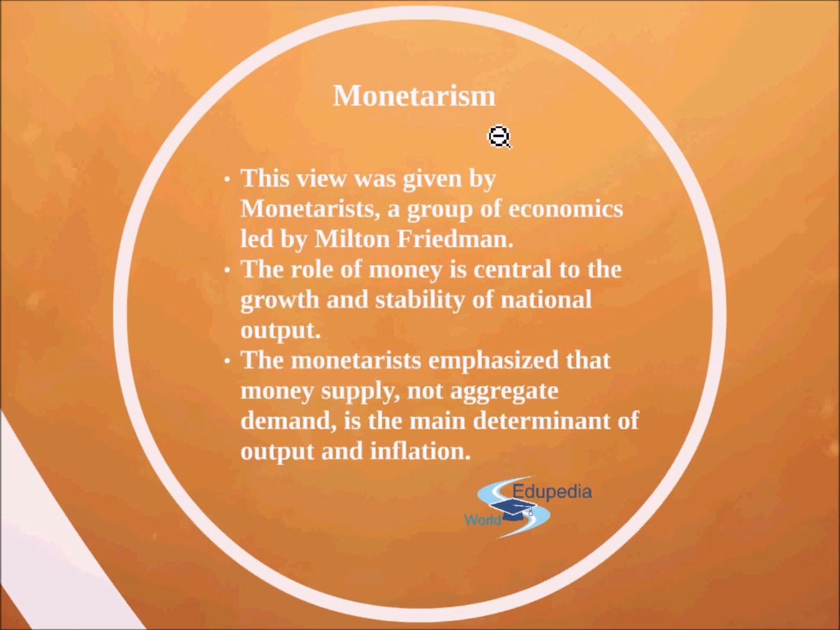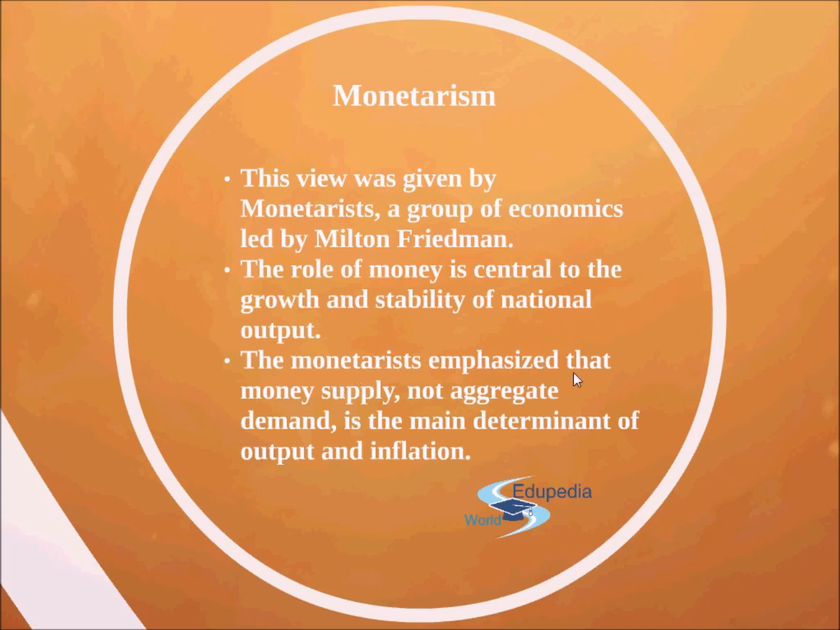Now see, up till now, in the classical economists' view and under the Keynesian approach, we have seen that more emphasis is laid on the output, that is the quantity produced. Under monetarism, emphasis was much more laid on the monetary value of the output produced. This view was given by monetarists, a group of economists led by Milton Friedman, and the role of money is central to the growth and stability of national output. That is, they are not looking at the quantity produced, they are looking at the monetary value of the quantity produced.